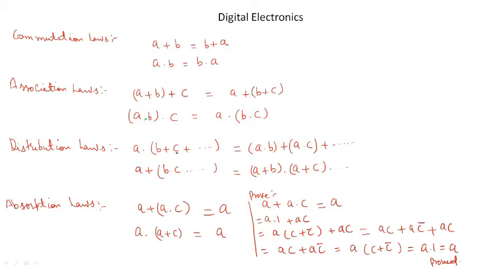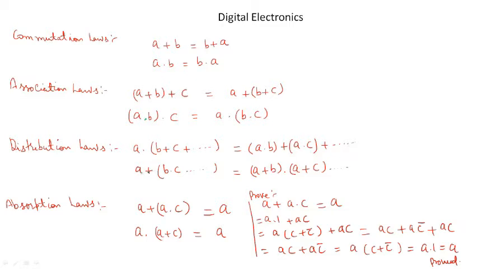A dot (B plus C), if there are three variables, can be written as A dot B plus A dot C. Here A will be distributed on both B and C under the OR operation. If there is a fourth variable D, then it can be written as A dot B plus A dot C plus A dot D.